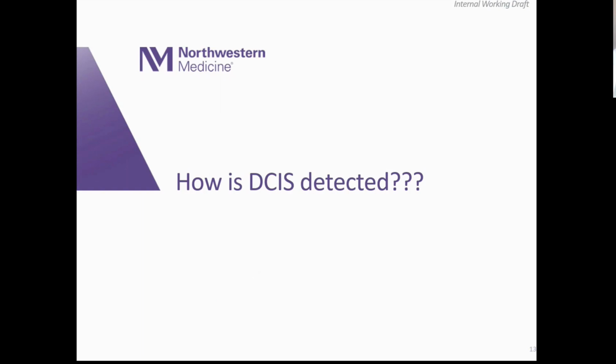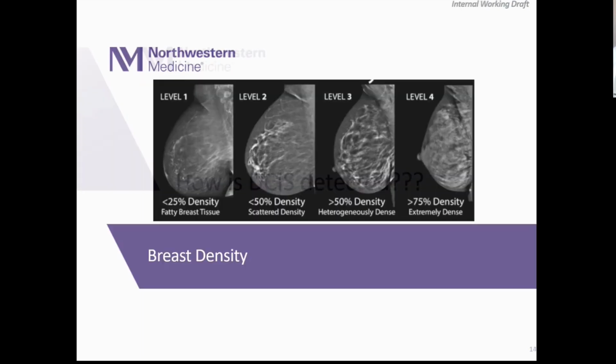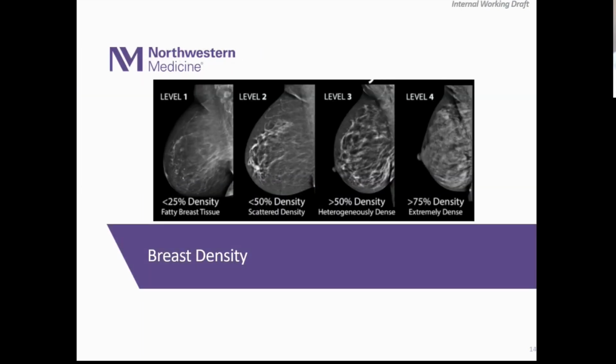Now, how is DCIS detected? Generally speaking, DCIS is detected on mammogram. The mammogram is an X-ray. It looks at breast tissue, and on the mammogram, we see tissue that is black, white, and shades of gray. White tissue is more dense, and black gray tissue is more fatty. When we're younger, we have a lot of white, dense breast tissue, and as we get older, it gets replaced with this more black gray stuff, which makes it easier to see what's going on the mammogram.